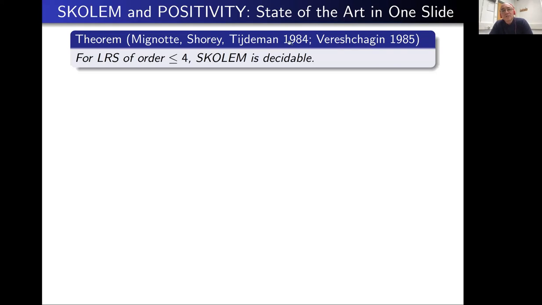And it turns out there's a result from 84 and also independent from 85 by Mignotte, Shorey, Tijdeman, and Vereshchagin, where they prove that for linearly recurrent sequences of order at most four, the Skolem problem is decidable. And what sits inside there is basically a count on the number of roots of maximal absolute value. So if you have a root which is of maximal absolute value and it's by itself, then the contribution of that root to power n is going to beat everything from some point on, which you can write down. So that is easy if you have one root of maximal absolute value.